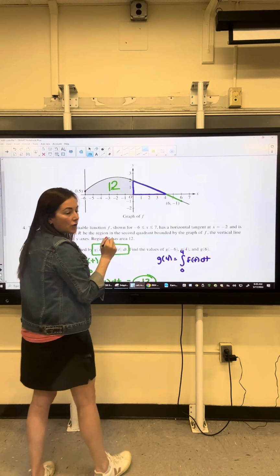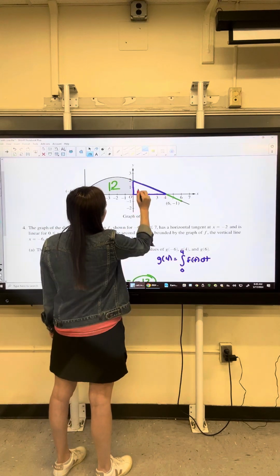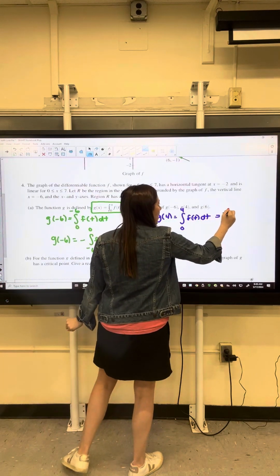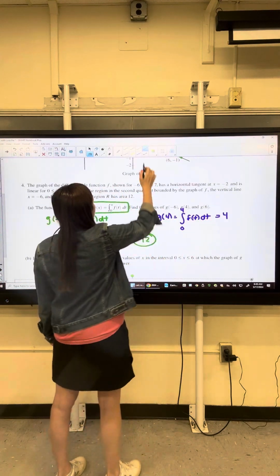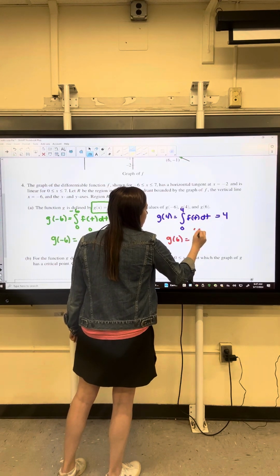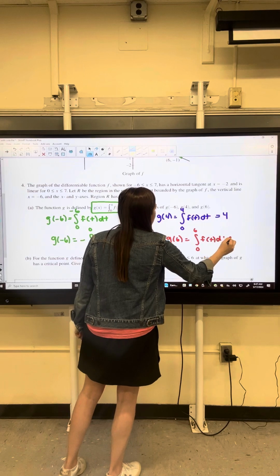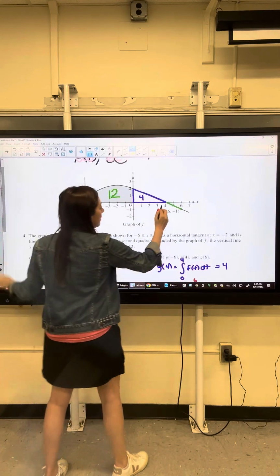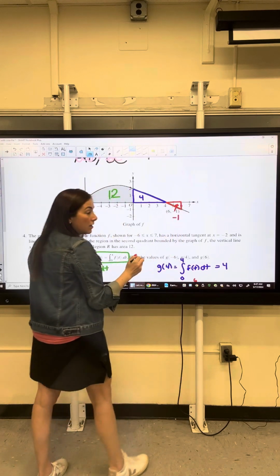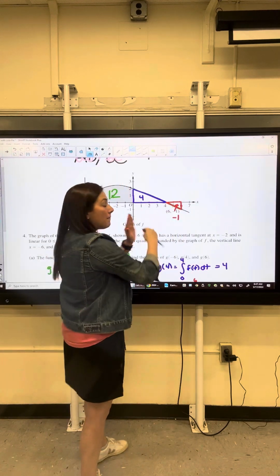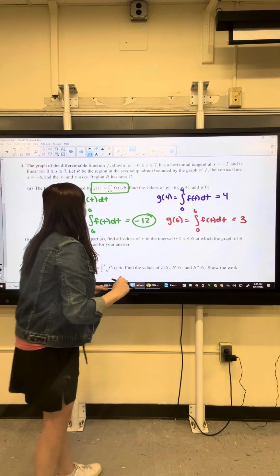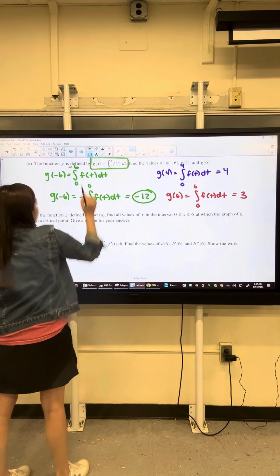Oh, that's a nice little triangle. So then that area is going to be 4, 1/2 base times height. You don't need to show that you're calculating the area of a triangle on your paper. And then lastly, g of 6 is the area from 0 to 6. So we're probably going to have to calculate this little guy right here, hanging right here. So that's going to be -1. So now from 0 to 6, when you add it up, the area is going to be 3. Okay? Great. Letter B, what do we got here?